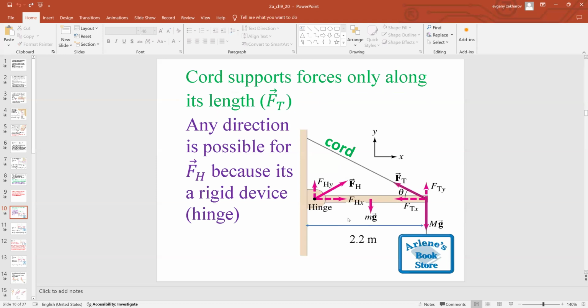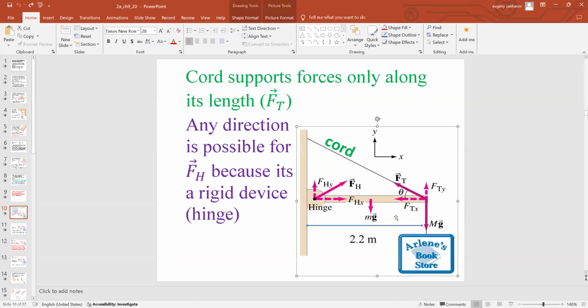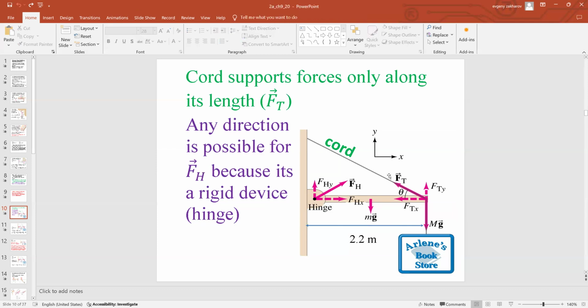So here is a little problem that the textbook has, the diagram, and it shows you both things. There is a cord that supports a certain load, and the same load is connected to the hinge via a rigid structure. So both cord and the hinge are present. And once again, if there is a cord, then tension is always along the cord, and there's no way for the tension to be pointing in any other direction. It's always along the cord, along the string, along the cable.